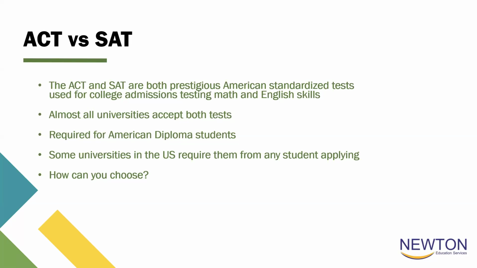But sometimes if you're applying for universities in the US, they require it from any student, regardless of whichever system they graduated from. So you might be, for example, doing your IGCSE, but if you're applying for a university in the US, they might ask for the SAT or the ACT scores as well. So how can you choose between these two tests? I'll take you through a comparison between both tests. And if you have any questions, please keep them in the chat or keep them for later. We'll have a specific time for all the questions. All right.